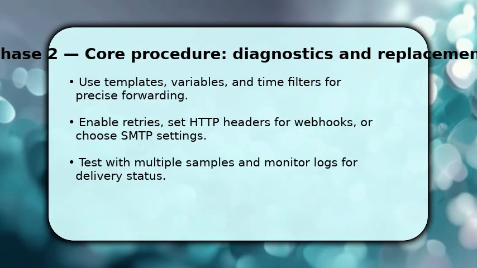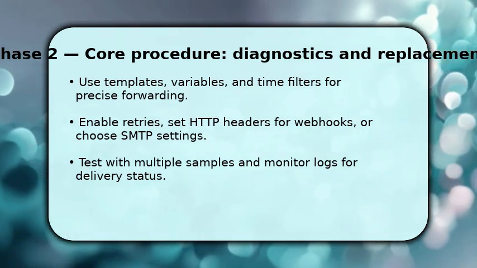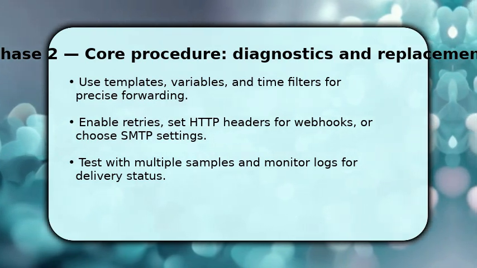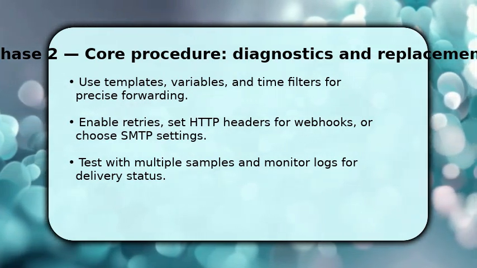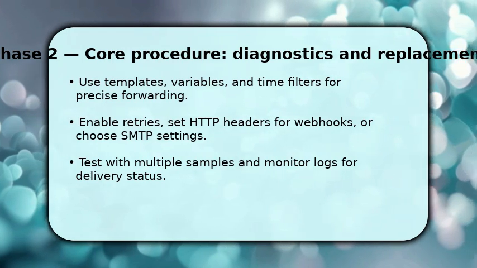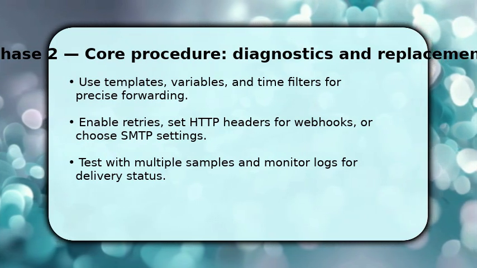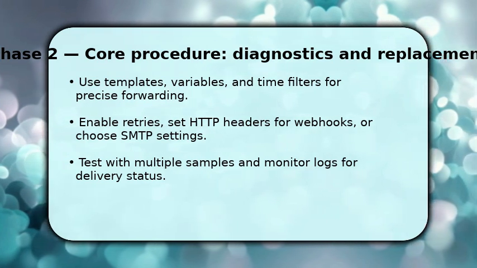Now you refine behavior. Open the rule and add a template that includes variables like sender and message so recipients see context. Set time filters to forward only during specific hours and enable retries with backoff to handle transient failures. If you chose a webhook, add required HTTP headers and authentication. If email, configure SMTP server, port, and from address.